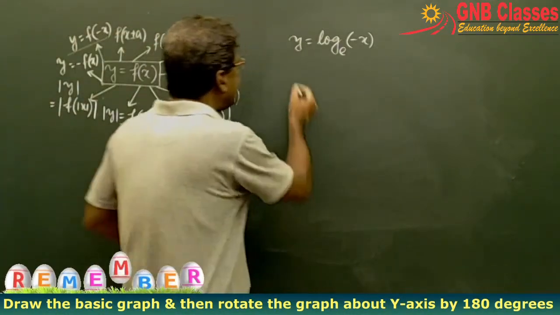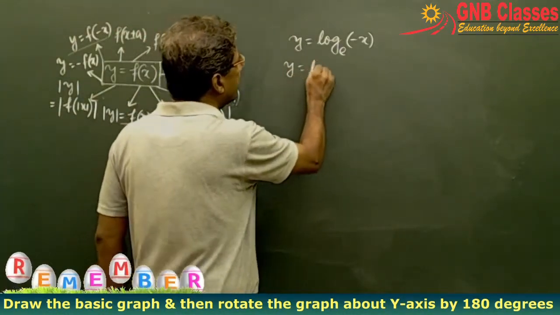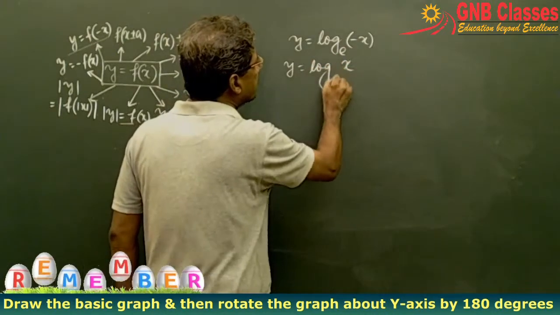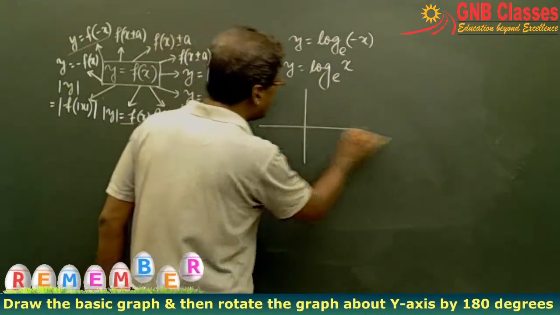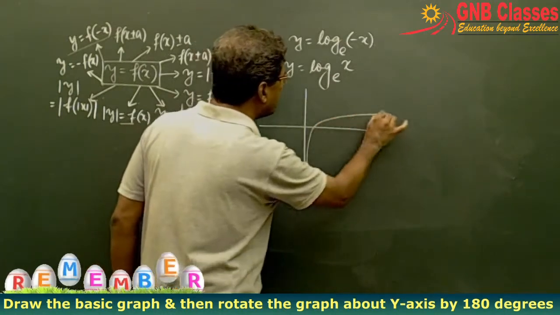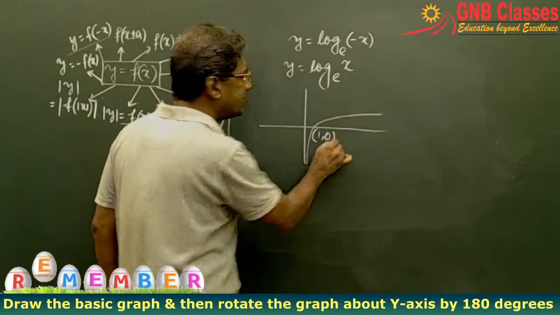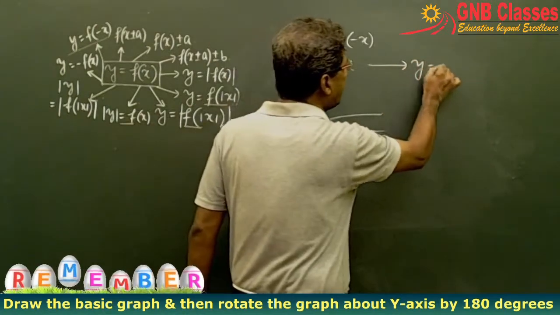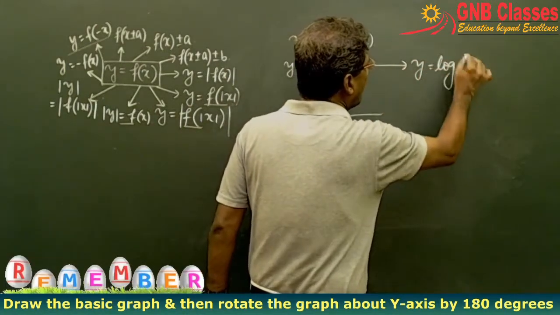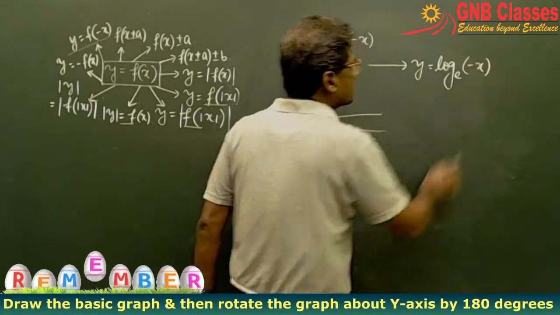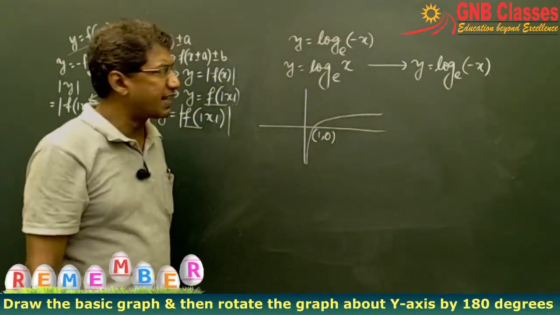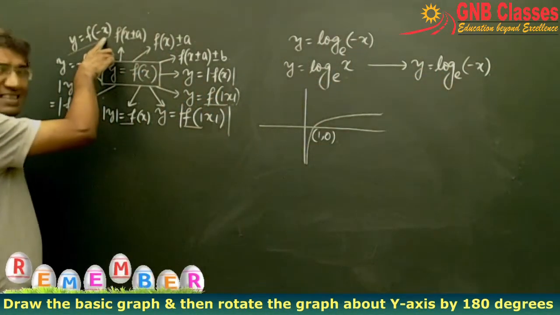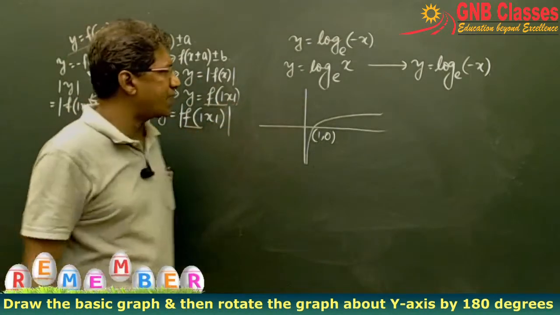So, let me draw the basic graph first. Log x base e. What is the basic graph? The basic graph will be something like this. It passes through (1, 0). Is it clear? Now we have to transform this graph as log base e of minus x. So x is with the minus sign. That is the f of minus x transformation we are trying to do here.